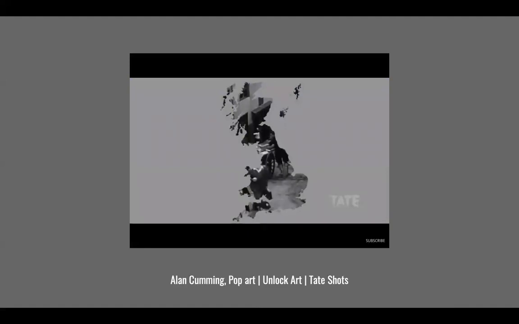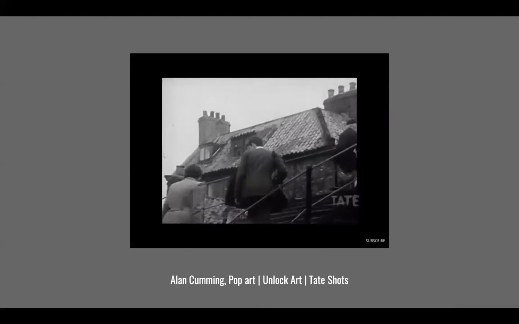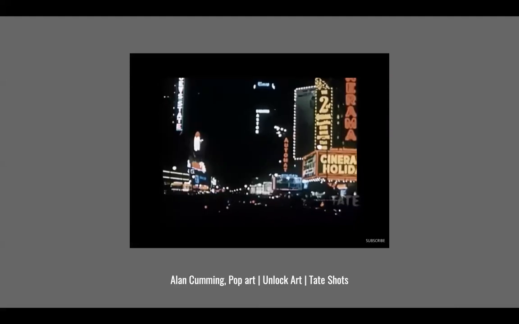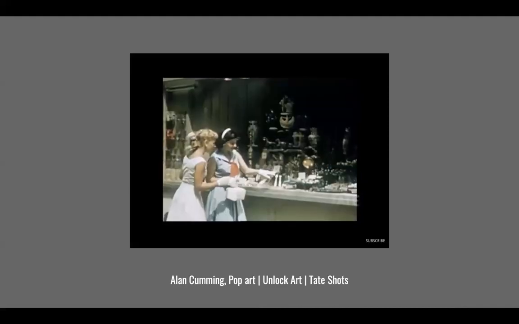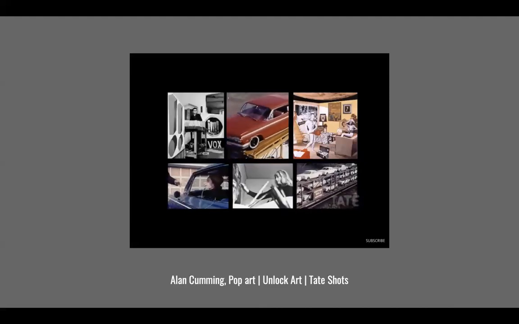Now let's look at British pop art. This is Great Britain after the Second World War. It looks as drab as a post-war ration book. This is America after the Second World War. It looks like Disneyland. Artists in Britain began making art about America's vibrant and aspirational can-do culture. It was witty, whimsical, and sometimes ironic.